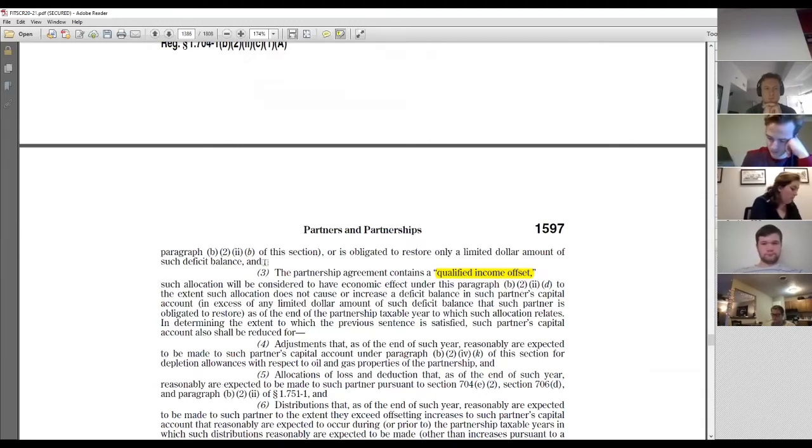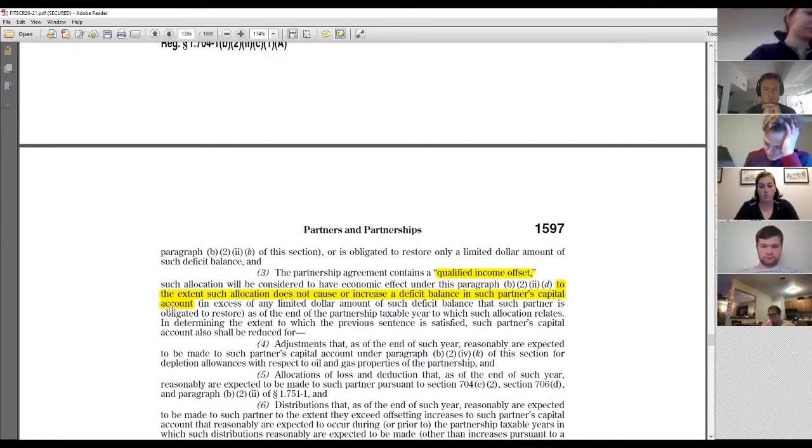The next thing is, if we have those 3 requirements, let's assume we do. Meet the first 2 of the big 3, fail the third, we have this QIO in the agreement. Then it says such allocation, which is an allocation to the partner that we're testing, will be considered to have economic effect to the extent, this is the key language, to the extent such allocation does not cause or increase a deficit balance in such partner's capital account.